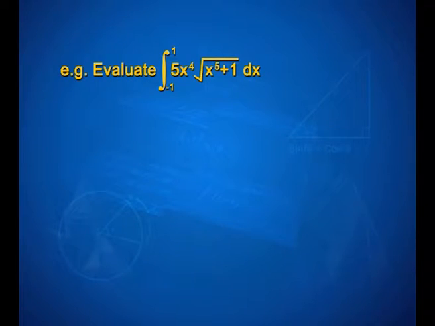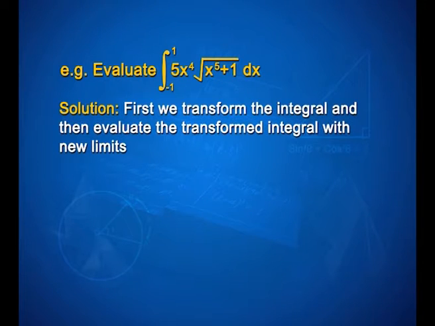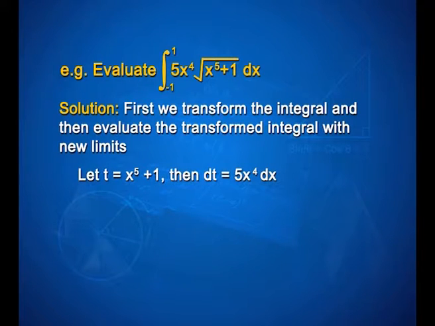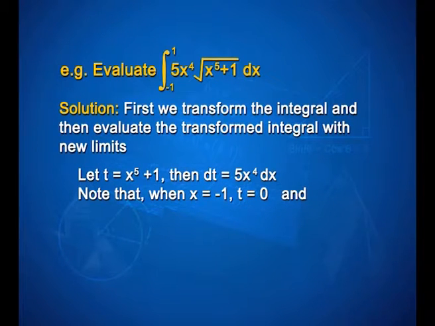Let us solve one more example. Evaluate integral from minus 1 to 1 of 5 x raised to 4 into square root of x raised to 5 plus 1 dx. For the solution, first we transform the integral and then evaluate the transformed integrand with new limits. Let t be equal to x raised to 5 plus 1, then dt is equal to 5 x raised to 4 dx. Note that when x is equal to minus 1, t is equal to 0, and when x is equal to 1, t is equal to 2.